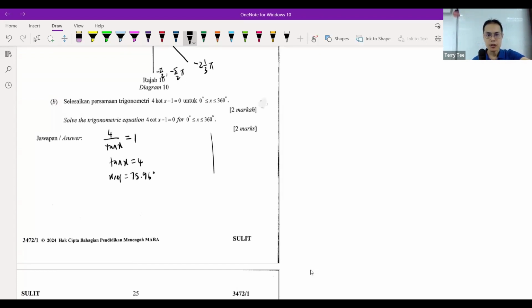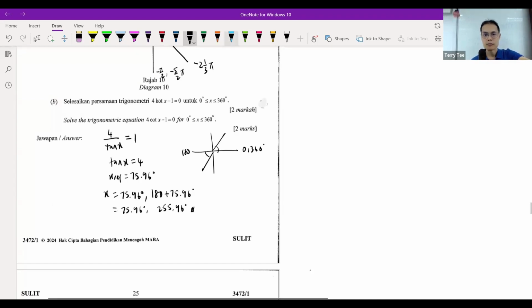75.96. As we know, tangent is positive in quadrant 1 and quadrant 3. This is from 0 to 360. So if it's quadrant 1, it's 75.96 itself. But if it's in quadrant 3, we must take 180 plus 75.96. So this is 75.96 and 255.96. Yeah, 255.96. Okay.